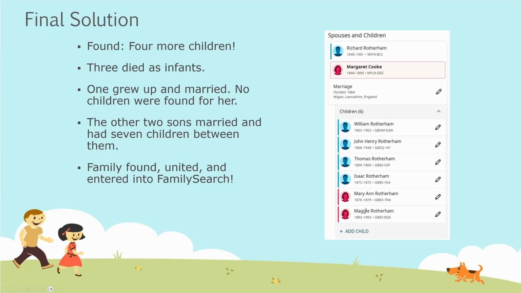This is the one that I found that I didn't have on the 1881 census, Margaret, Maggie. And she died in 1963. She's the one who got married and didn't have any children. But between them, I found there were 7 other children between these two. So she and Richard lost these 3 little ones.